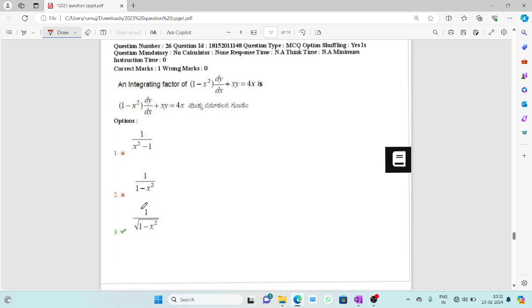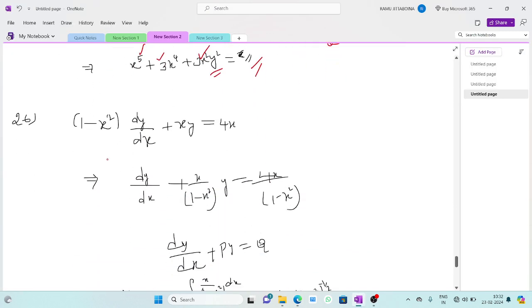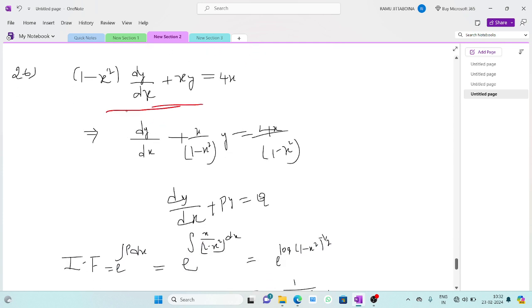The 26th one asks for the integrating factor of a given differential equation. I already told you how to do this. If you clearly see, he is asking for the integrating factor of this differential equation. If you divide both sides by 1 minus x square, you will get it like this. I already told you, whenever a differential equation is in this form, we can say that it is a linear differential equation with respect to the independent variable x.